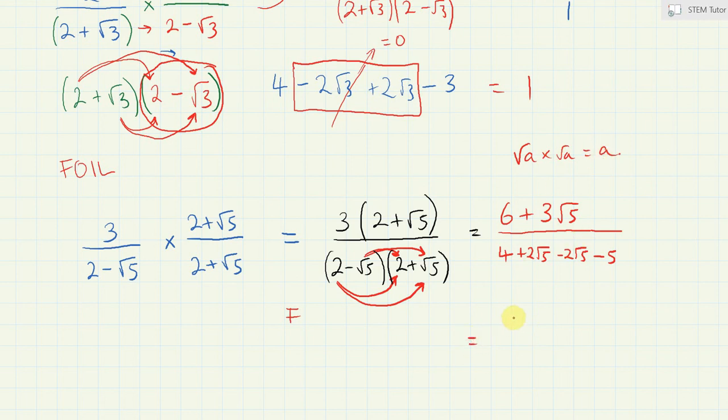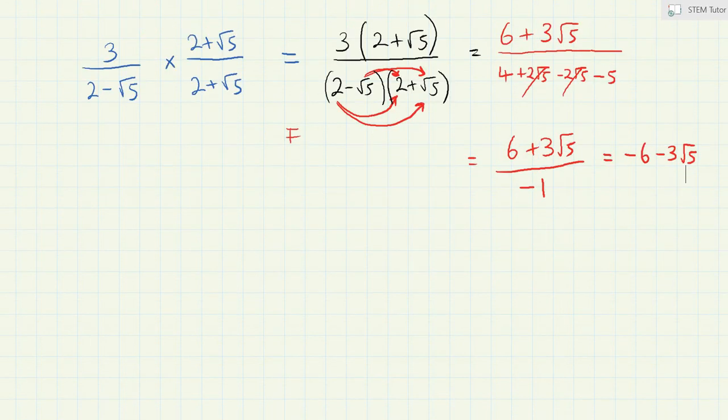So this equals 6 plus 3 root 5 all over, these cancel out because plus 2 root 5 minus 2 root 5 is 0, 4 minus 5 is minus 1. Okay, so if you wanted to simplify this to remove this minus 1 from the bottom, you just change the signs in the top numbers or top expressions. So we'd have minus 6 minus 3 root 5.